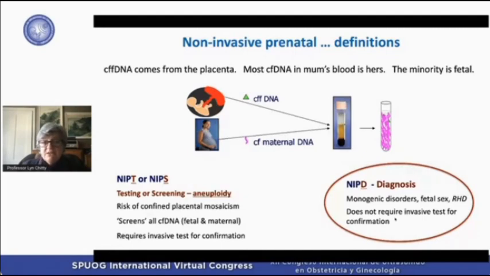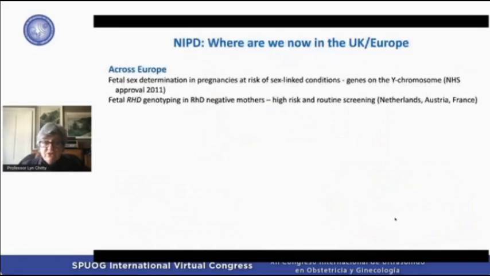So where are we now? Across the UK and Europe, we routinely use NIPD for fetal sex determination in pregnancies at risk of sex-linked conditions, and we look for the presence or absence of genes on the Y chromosome. If we find Y chromosome genes in mum's blood, then we know that they come from the fetus and that baby is a male. We're also using it for fetal rhesus genotyping in rhesus D negative mothers. We're using it in the UK in high-risk women, but in the Netherlands, Austria, and France it's used as a routine screening test to direct the use of anti-D immunoglobulin. I'm not going to talk about that in more depth today because there's no time.